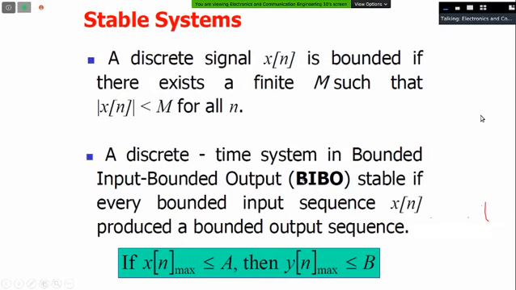Now, when do we call a system to be stable? If it is in a BIBO condition. So what is that? A discrete time system with bounded input. This first condition that I talked about is the bounded input, where mod of x[n] is less than M. So therefore, it is bounded input. Now, a discrete time system in bounded condition, we call it BIBO condition also. Now, this is BIBO stable if every bounded input sequence x[n] produces a bounded output sequence. So that means where the maximum value of the input is less than or equal to A, then the maximum value of the output should also be less than or equal to B. So the input is bounded and the output is also bounded to a certain limit. Therefore, we call this type of system a stable system.